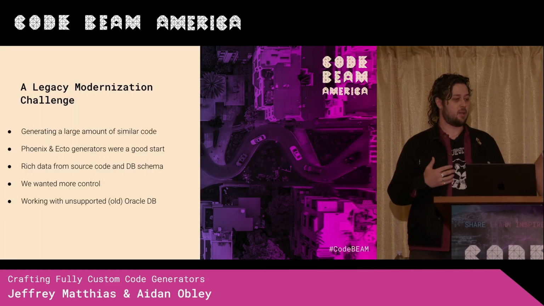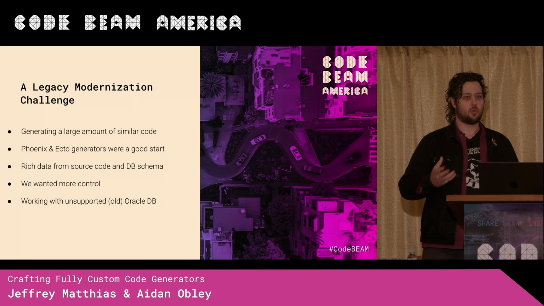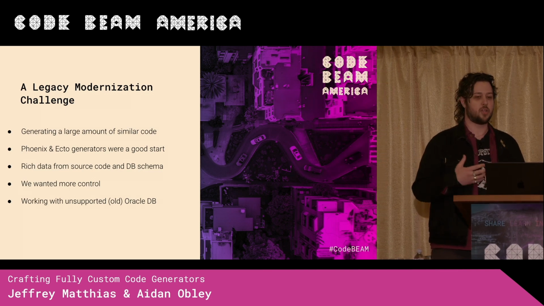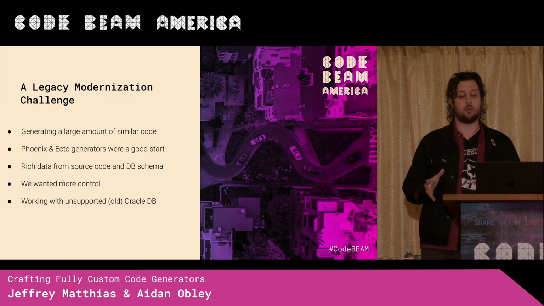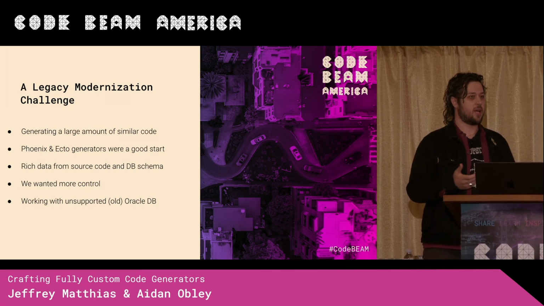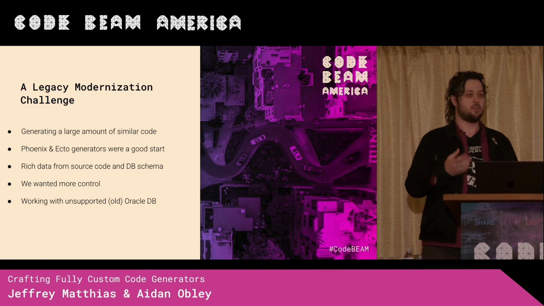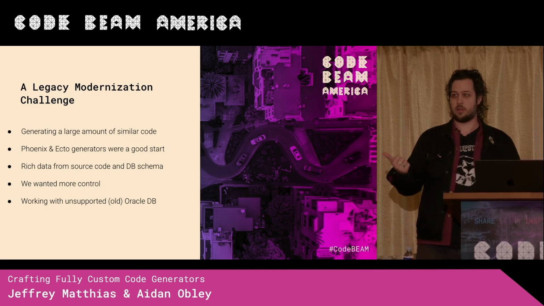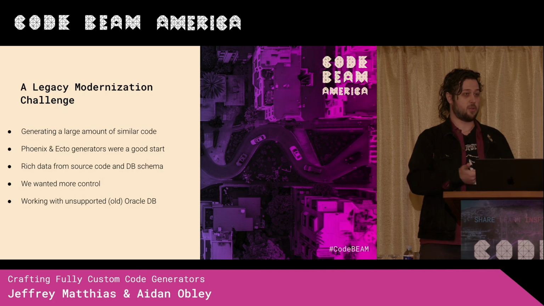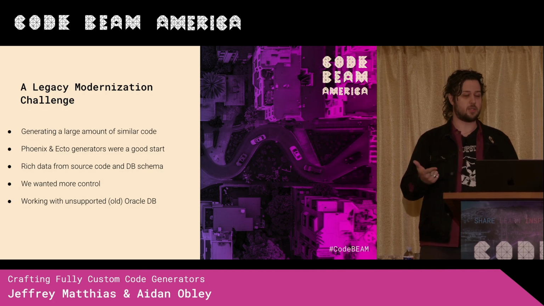So we had a pretty big challenge in front of us. We had a short time frame with a client. We had to generate a large amount of code. This luckily all had very similar patterns to it that we could identify. And we found a lot of traction using the Phoenix and Ecto generators at first. However, we continued to find that we had more information. We had the original source code. And we also had access to the database, so we had all the database schema.